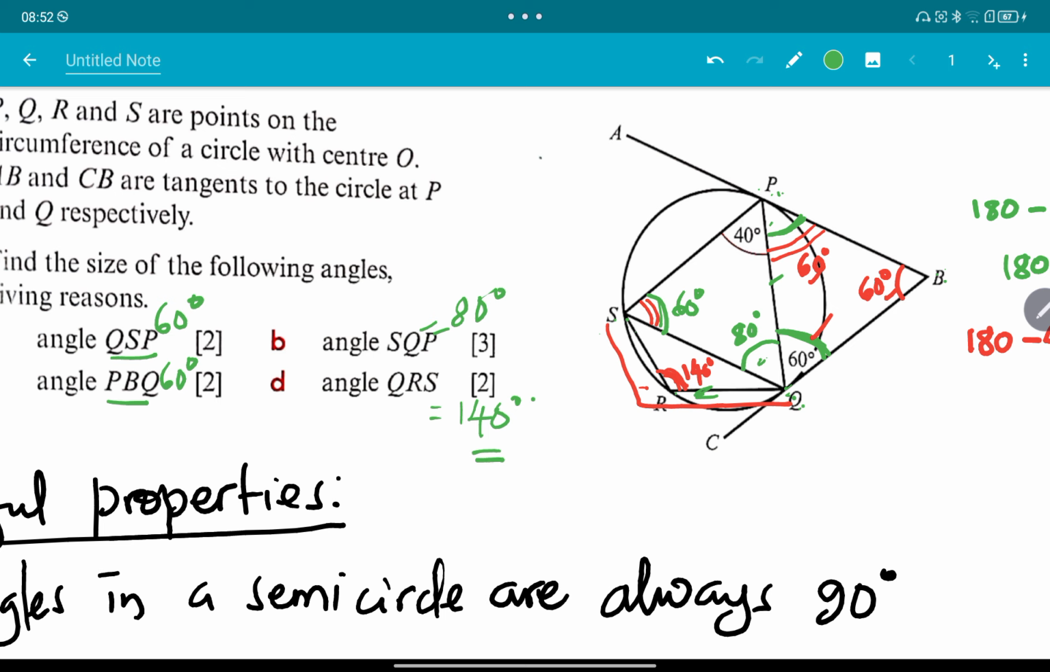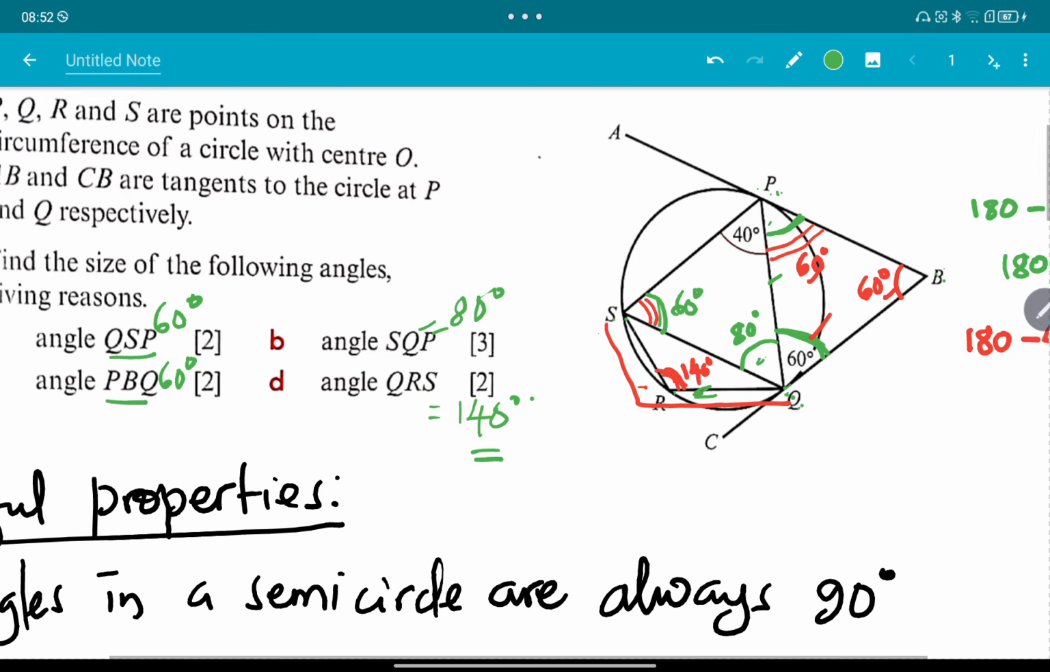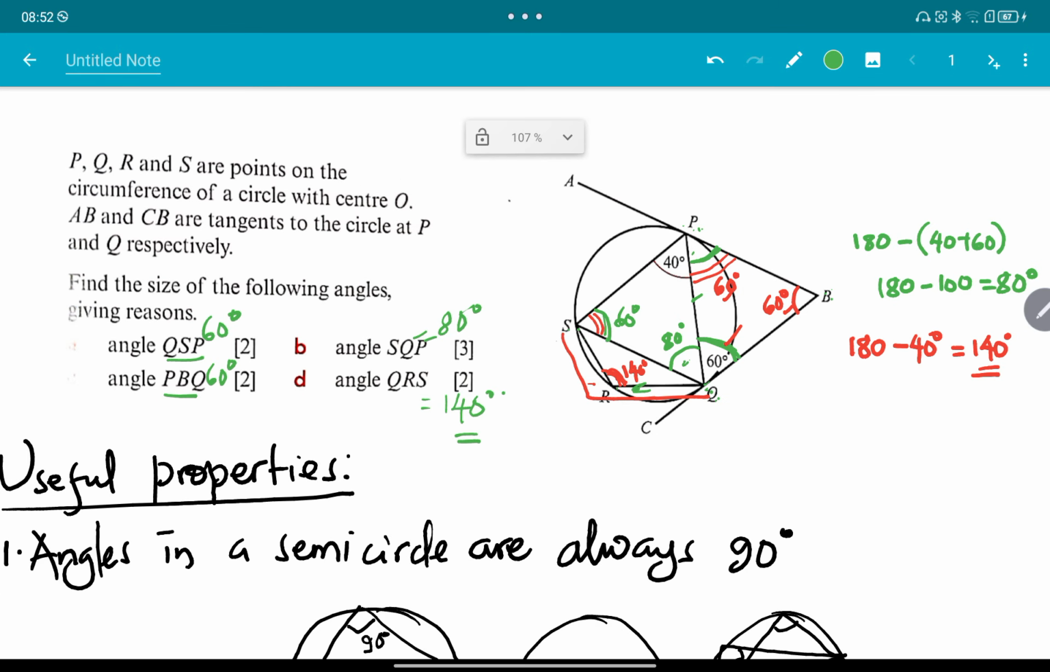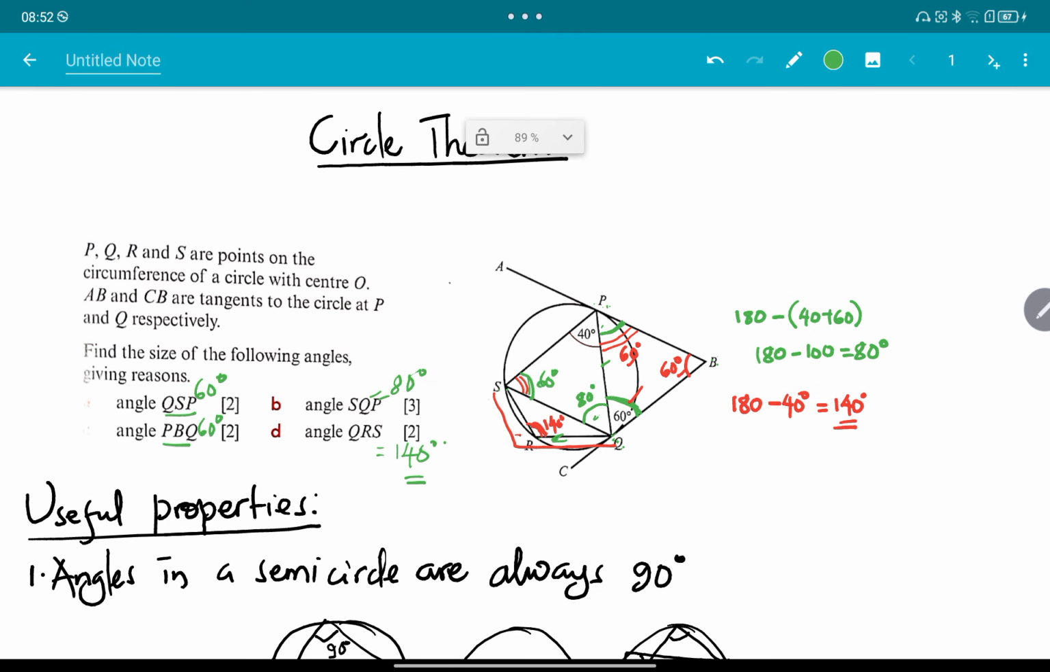Okay, that is it. Therefore, you can use the properties that we've just highlighted, or the properties that we've given down here, to help you handle any question on circle theorems. Okay, thank you so much.